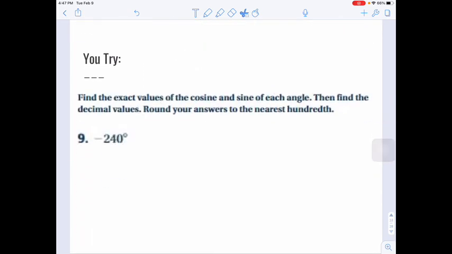And now I would like you to try number 9: find the exact values of the cosine and sine of each angle, then find the decimal values. Round your answers to the nearest hundredth. We have negative 240 degrees.